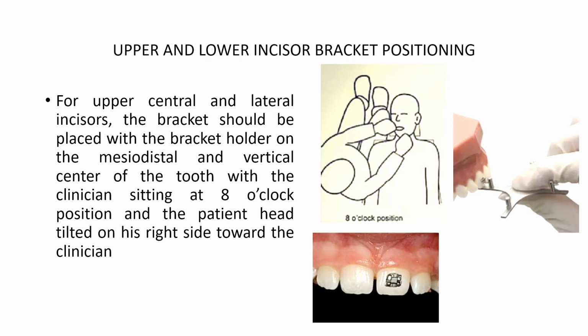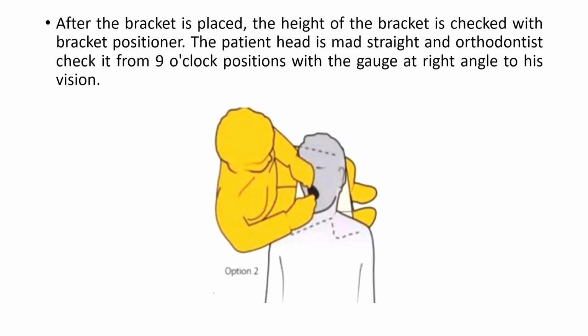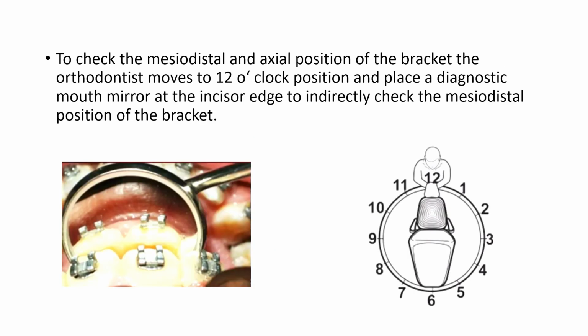Now, how to position upper and lower incisor brackets. For upper central and lateral incisors, the bracket should be placed with the bracket holder on the mesiodistal and vertical center of the tooth, with the clinician sitting at 8 o'clock position and the patient's head tilted on his right side toward the clinician. After the bracket is placed, the height of the bracket is checked with bracket positioner. The patient's head is made straight and the orthodontist checks it from 9 o'clock position, with the gauge at right angle to his vision. To check the mesiodistal and axial position of the bracket, the orthodontist moves to 12 o'clock position and places a diagnostic mouth mirror at the incisor edge to indirectly check the mesiodistal position of the bracket.